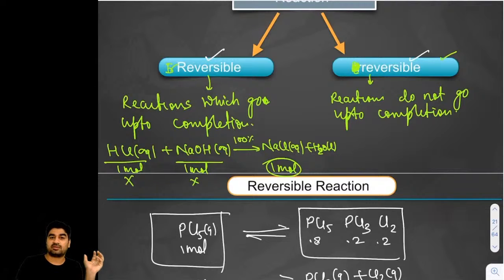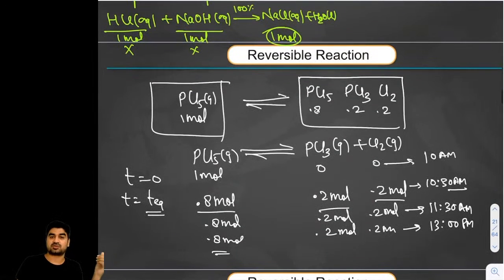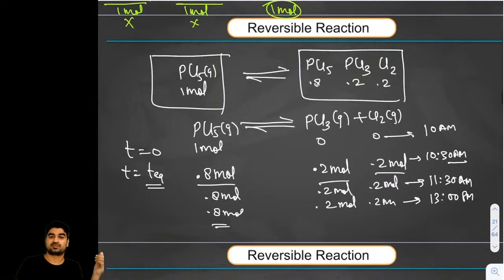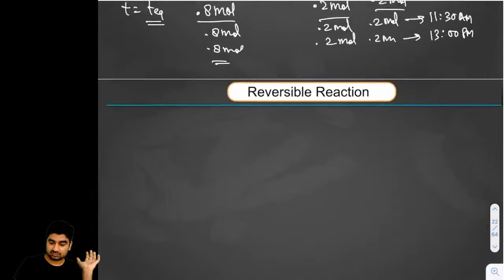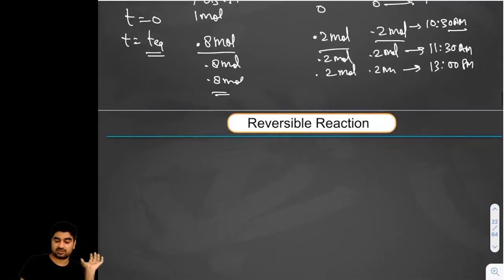So now I hope you guys are getting what is a reversible reaction and what is an irreversible reaction. So now you know the difference. Irreversible reactions are those which will go up to completion, and reversible reactions are those which will not go up to completion. Got it? So note it down, guys, all the examples I have taken. Once you have done it, your reversible reaction topic is over.